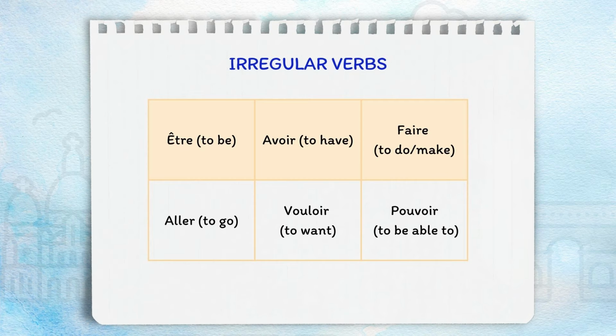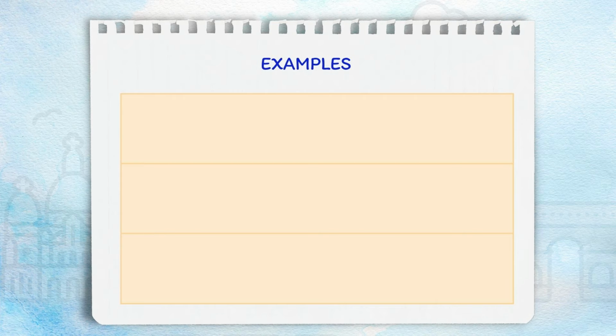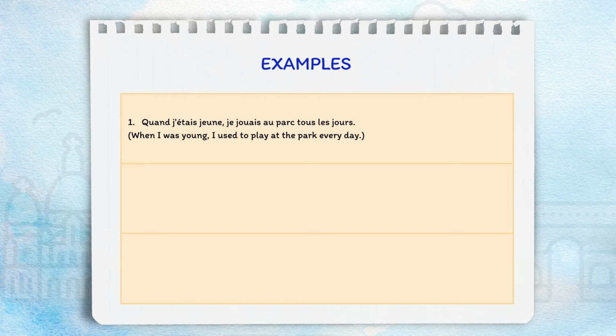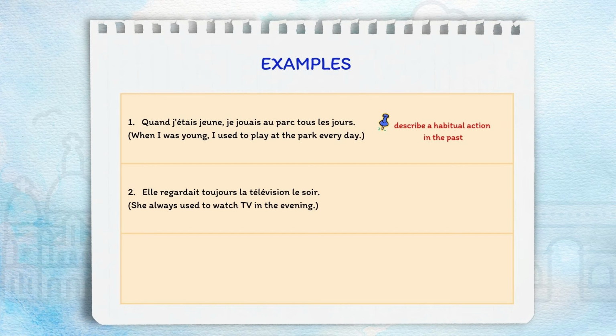These irregular verbs require memorization, but they are frequently used in French, so it's essential to become familiar with their imparfait conjugations. Let's see some examples of sentences using the imparfait tense in context. In the sentence, "Quand j'étais jeune, je jouais au parc tous les jours," the imparfait tense is used to describe a habitual action in the past, playing at the park every day when the speaker was young. Similarly, in "Elle regardait toujours la télévision le soir," the imparfait tense is used to describe a repeated action in the past, watching TV every evening.